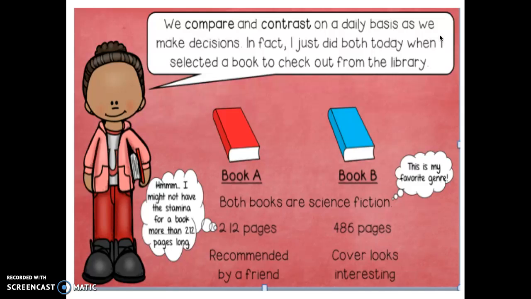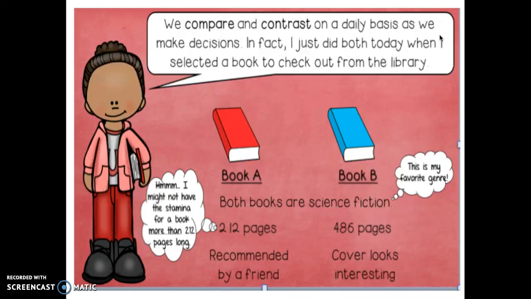In fact, I just did both today when I selected a book to check out from the library. I had book A and book B. First, I'm going to compare. Both books are science fiction. Hmm, that's my favorite genre. But as I look further, there are some differences. I'm going to contrast now.